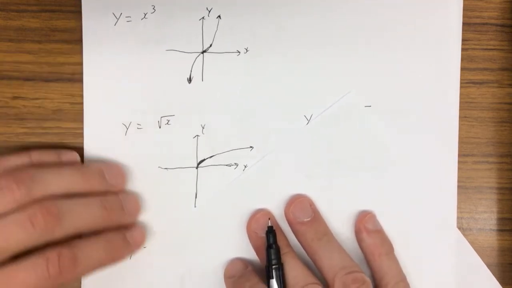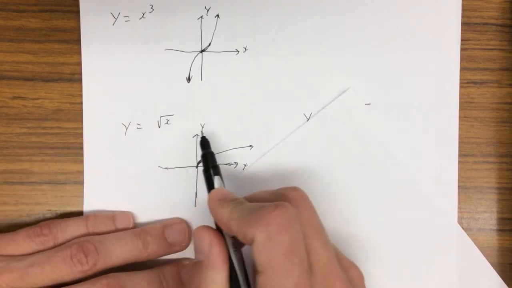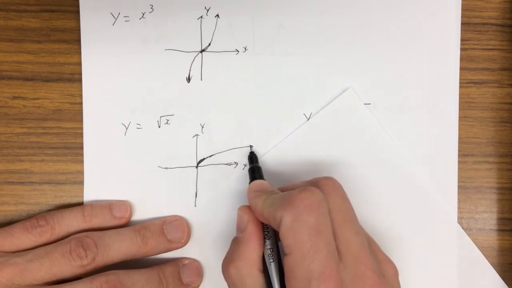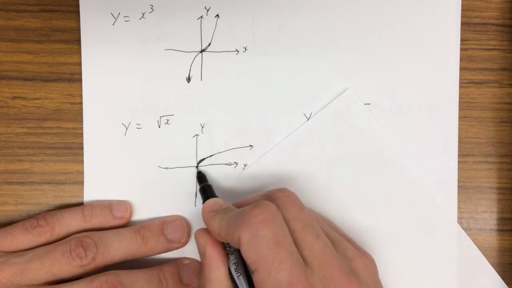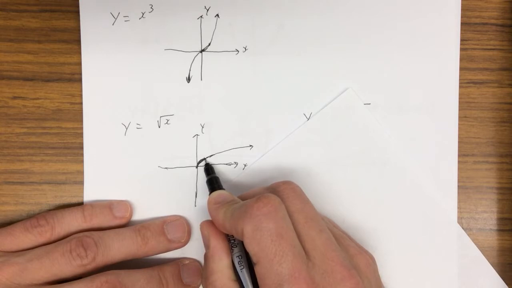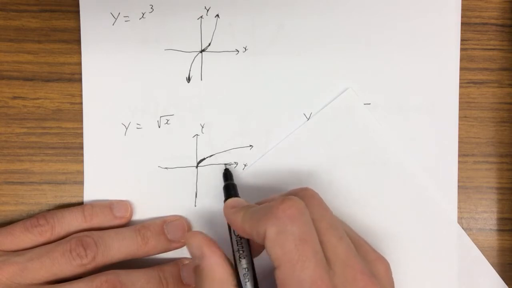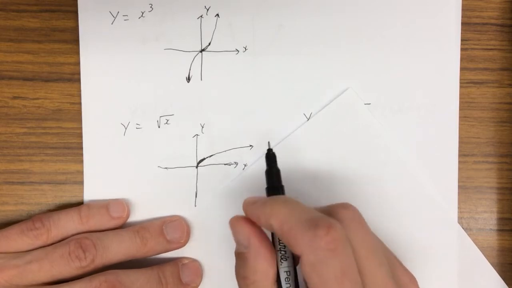And then there's this one, the root of x. Because you can only take the root of positive numbers, and the square root of a number is positive, this is what you get. Okay, the top half of a sideways parabola. So the square root of 0, 0. Square root of 1, 1. Square root of 4, 2. Okay? Square root of 16, 4. So it comes down slower.